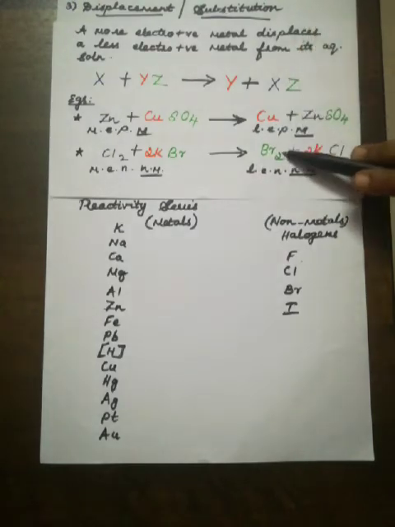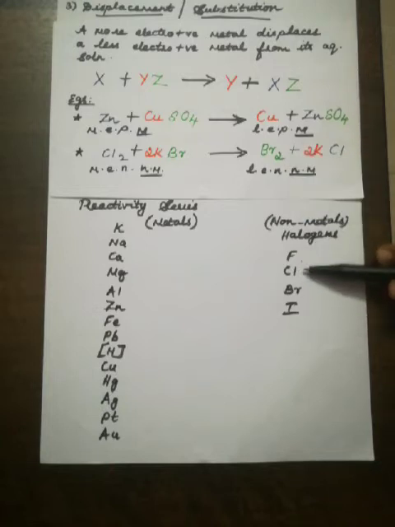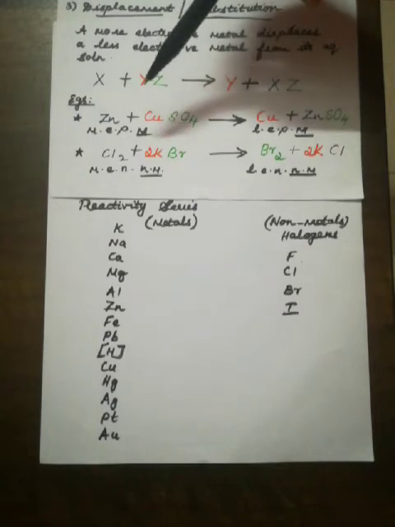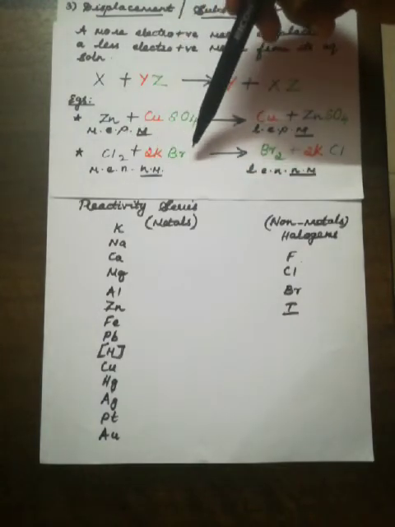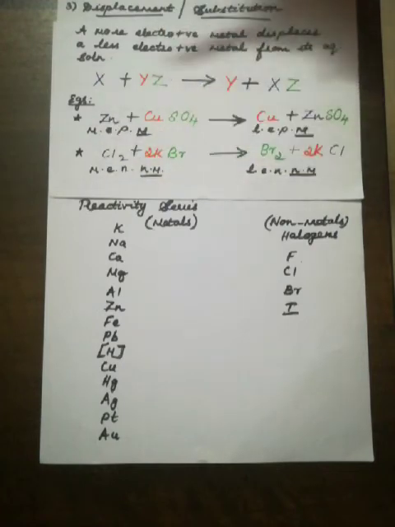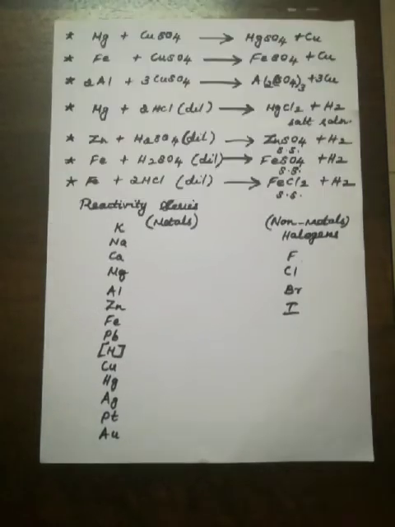This Br is less electronegative, because when you look at the reactivity series of non-metals, chlorine comes first, then bromine. So chlorine is going to displace the bromine. So now chlorine reacts with potassium bromide. You will get bromine first, then comes KCl. Now we'll see some more chemical reactions of displacement.